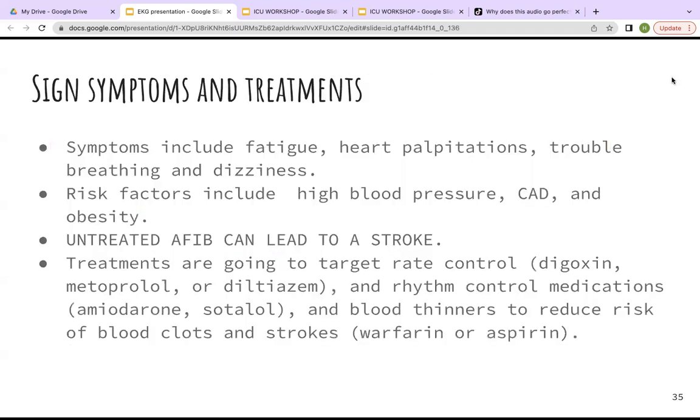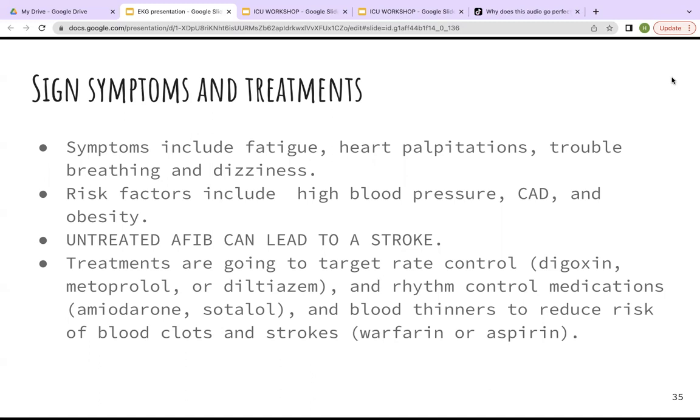Signs, symptoms, and treatments. Symptoms include fatigue, heart palpitations, trouble breathing, and dizziness. Some of the biggest risk factors are going to be high blood pressure, CAD, and obesity. A huge thing to know about AFib, if it is untreated, it will lead to a stroke. And that is because when your heart is quivering, sometimes blood gets left behind in these chambers and they can coagulate and throw a clot out into the body.